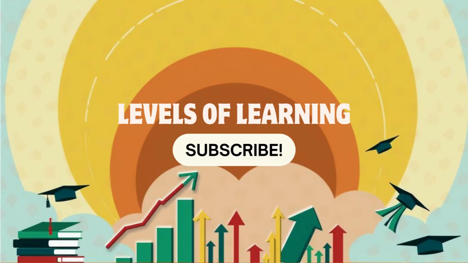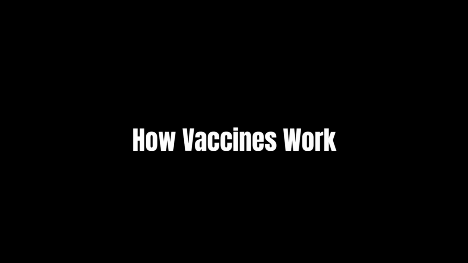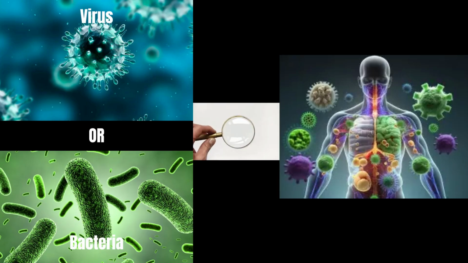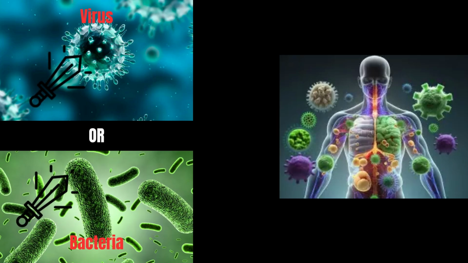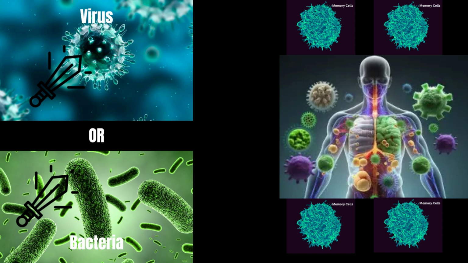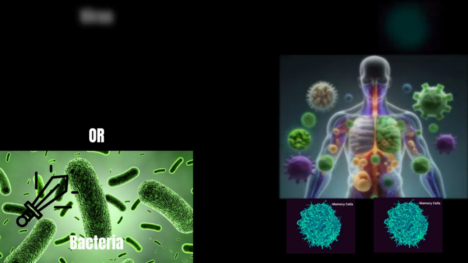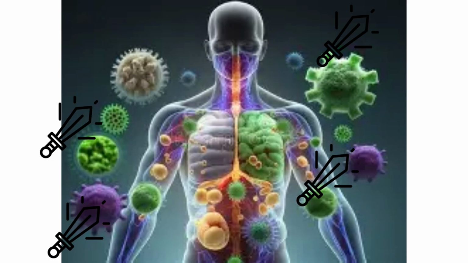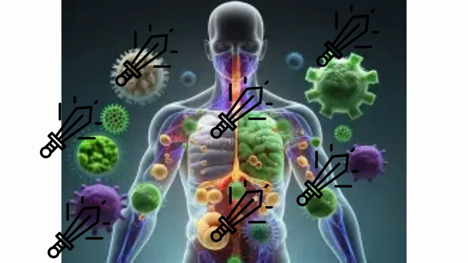Let's break it down. How do vaccines work? When a harmful virus or a bacteria enters your body, your immune system springs into action. It identifies the intruder, attacks it, and creates memory cells, which are special defenders that remember what the pathogen looks like. Next time the same germ shows up, your immune system destroys it faster, often before you even feel sick. And vaccines work by training your immune system to recognize a pathogen without actually causing the disease.